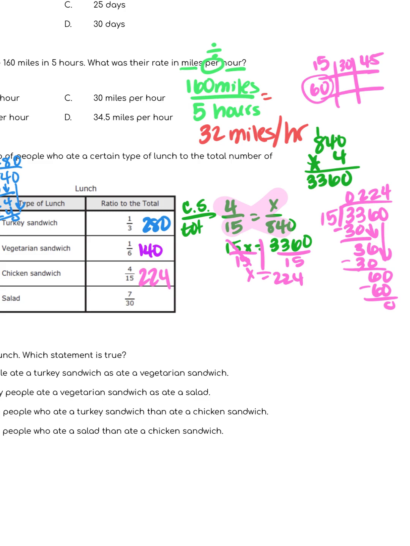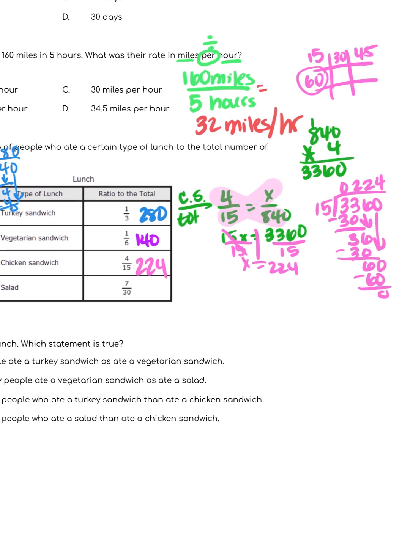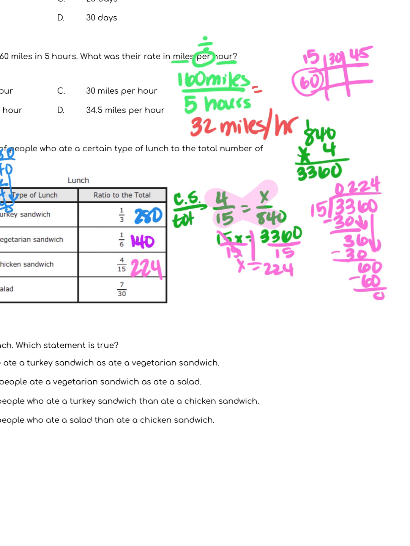So now I'm going to do the same thing for the salad. So the salad, I have 7 out of 30 equals x over 840. So cross products, that's going to give me 30x equals, and I've got to do 840 times 7. I'm running out of room here. 840 times 7.